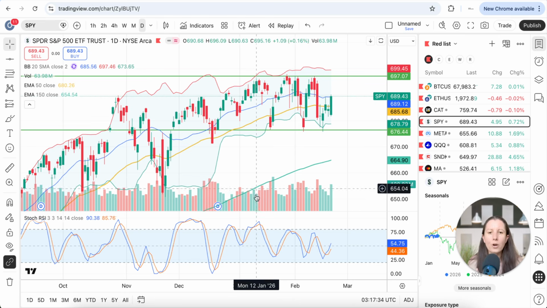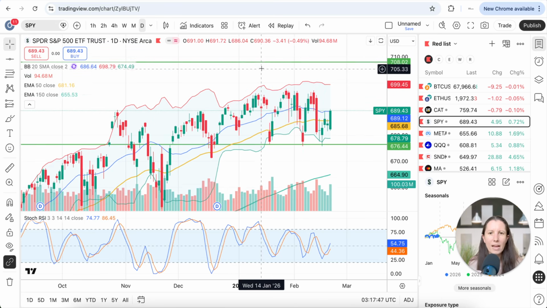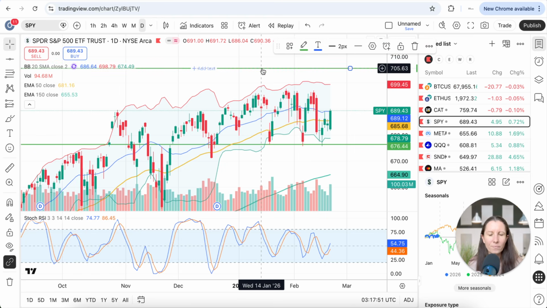Okay, so the entry here would be on the 14th of January. We've got the turn of the stochastic. We're entering a call credit spread, and our spread would probably end up being around this sort of 705 mark. Okay, then what are we doing? We're waiting until we hit the bottom. So we knew that this area was possibly going to be support.